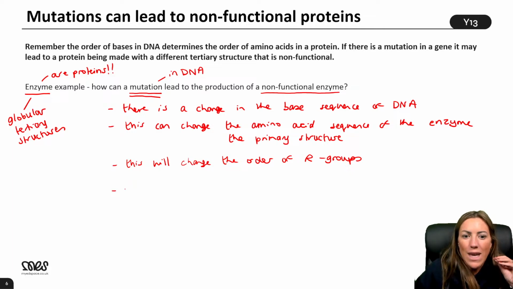Okay, we have to talk about bonds, okay? Because we're going to start to think about the tertiary structure. Whenever we talk about the tertiary structure, we need to name at least one bond that holds the tertiary structure together. What are R groups? Do you remember the structure of an amino acid?